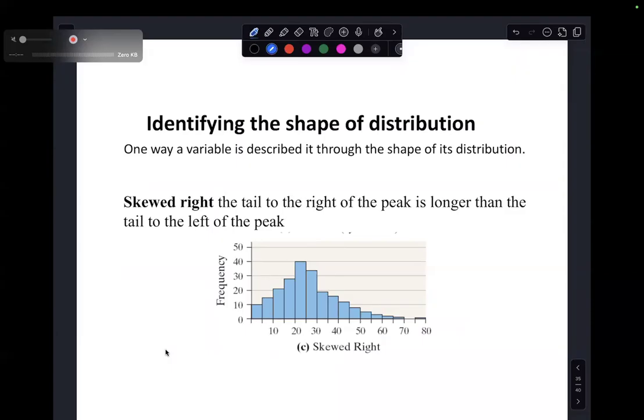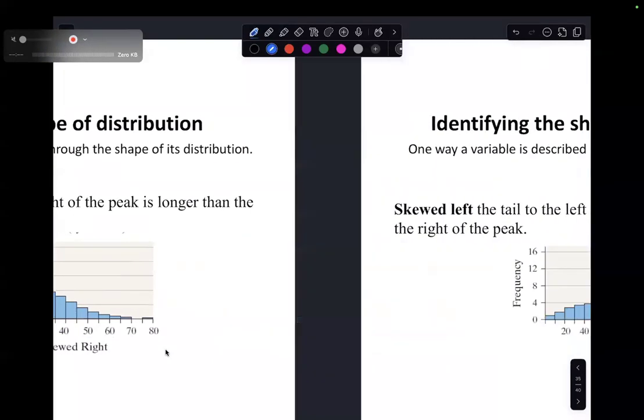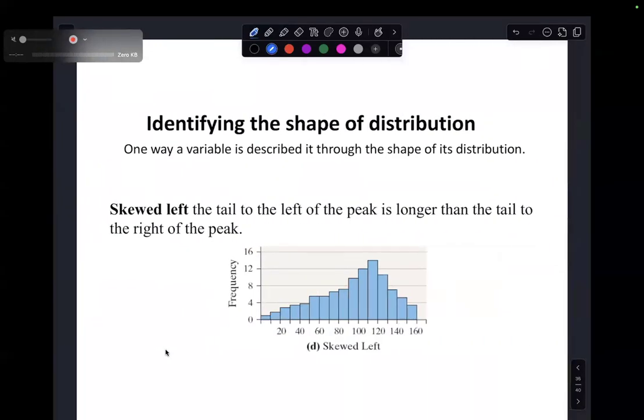I bet you dollars to donuts you can guess what the next one is. Right there, we are skewed left or left skewed. We've got a tail over here on the left. My peak is over here on the right. So when we go by the tail, the tail is on the left. It is skewed left.